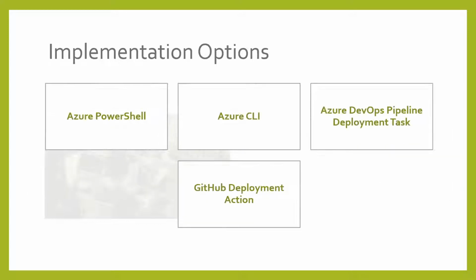Let's look at how we're going to implement Bicep, which is really the same as last time, where I had a previous presentation, an intro to Bicep, around some of the key concepts, and I talked about Azure PowerShell, CLI, DevOps pipeline deployment task, or a GitHub deployment action that helps us deploy our Bicep file. So without further ado, we're going to start writing some code next.